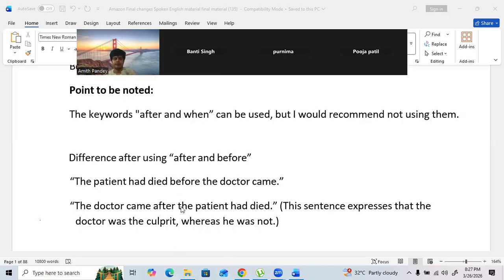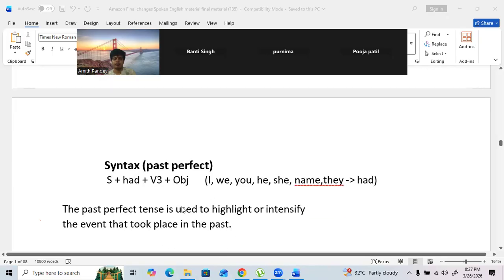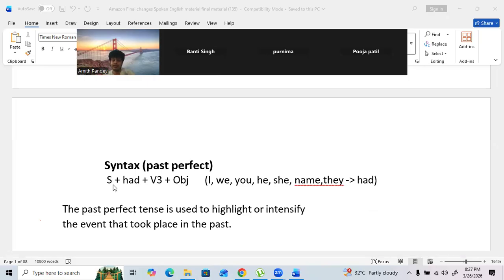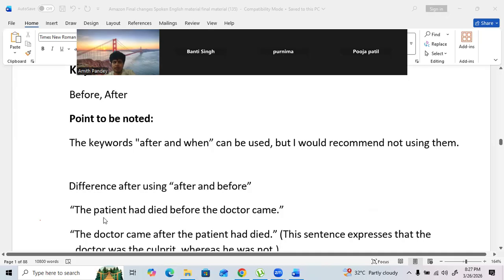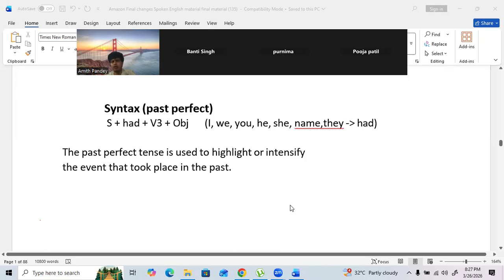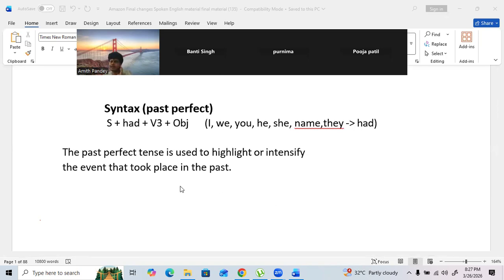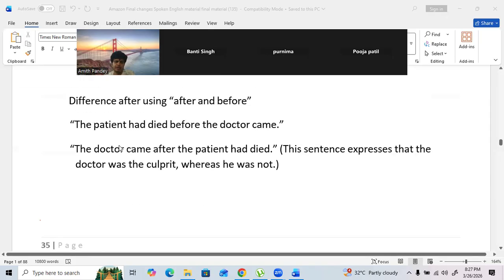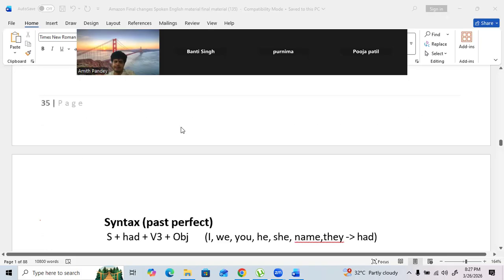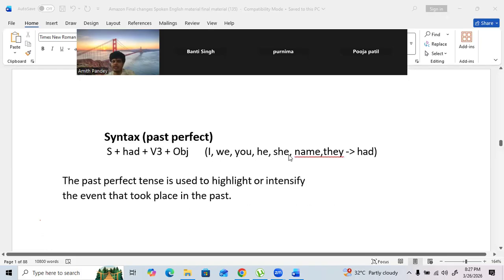Yes, sir. Okay, so this is all about past perfect. Let me show you a few scenarios. Before that, let's have a look at the syntax. Subject plus had plus V3 plus object. Rest everything will come under the object. Though for kids we teach that he had completed his work, practically speaking we don't use that in real life, so we have to use two sentences. Okay, that is I, we, you, he, she, name, and they. With everything you have to use had.